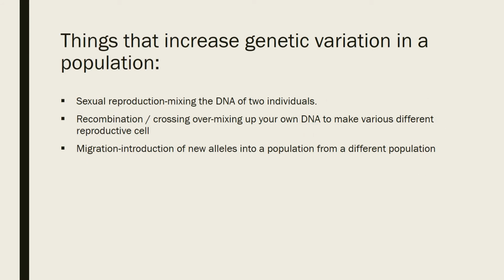Here I will explain to you things that increase genetic variation in a population. There are three. Sexual reproduction, which is mixing the DNA of two individuals. Recombination or crossing over, which is mixing up your own DNA to make various different reproductive cells. And last but not least, migration, which is introduction of new alleles in a population from a different population.